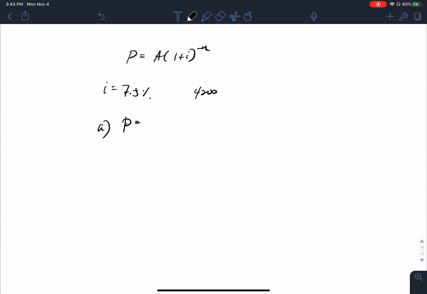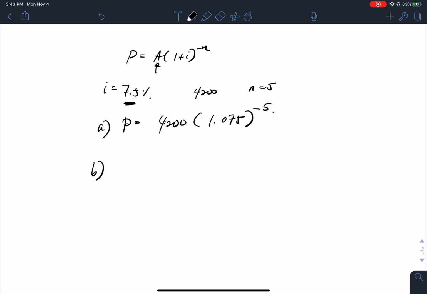Okay, and this was 5 years ago, so N is equal to 5. So we have to put down 4,200, replacing A with that. This in decimal is 0.075, so that's 1.075 when you add it to 1, and you get it to the power of negative 5 there. I'm going to punch that value into the calculator later, so let's go to B.